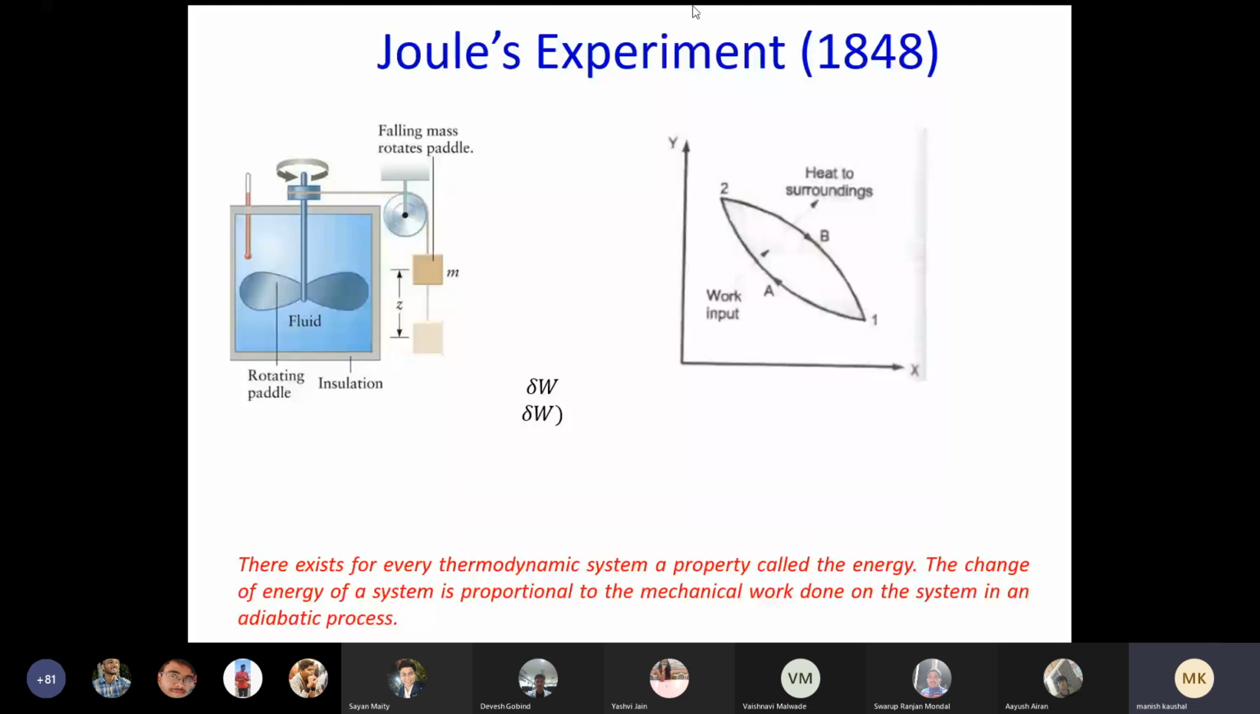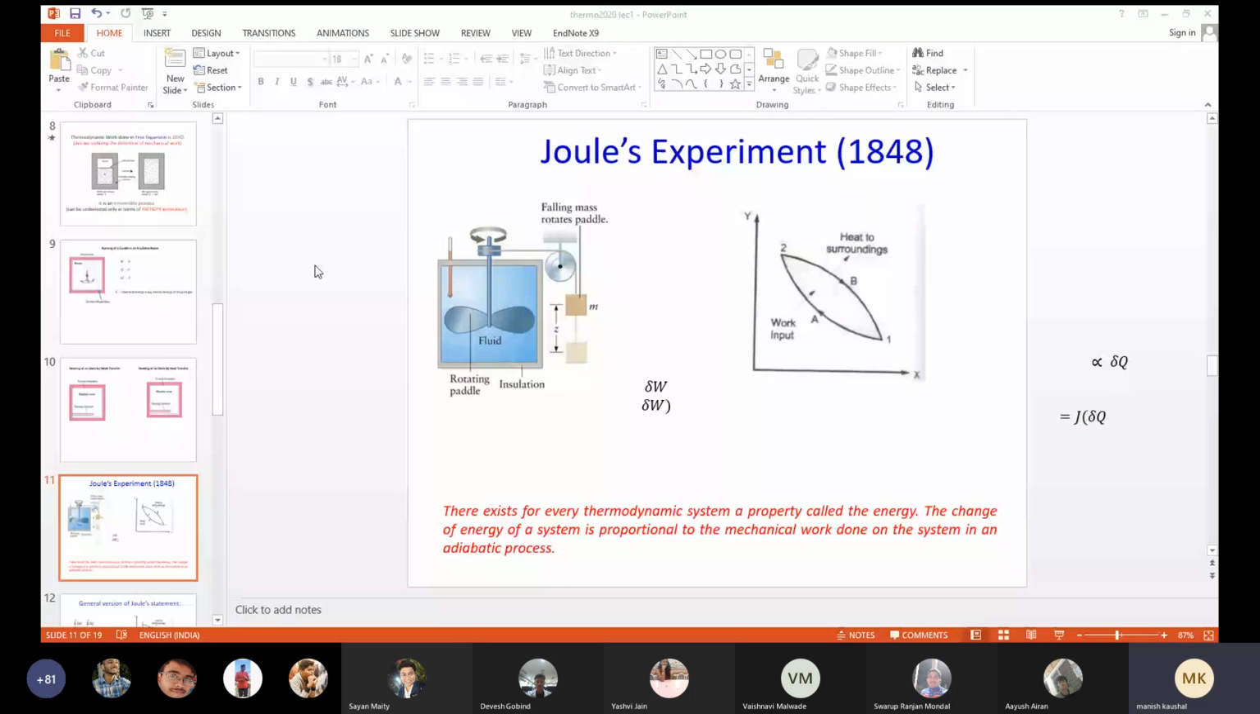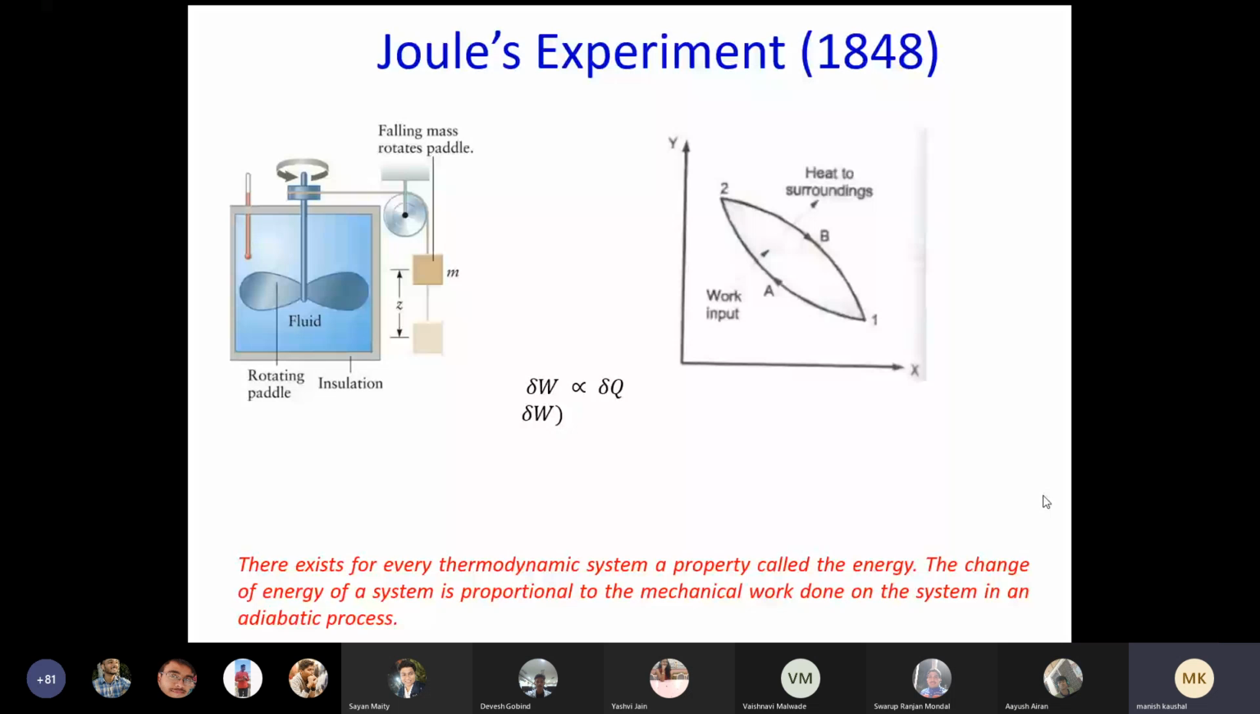So he went from 1 to 2, and there was only delta W. Then he came from 2 to 1, where he removed the chamber, this insulation, and then this fluid came back to its original temperature, which was equal to the surrounding temperature, and then he can calculate dou Q, right? Yes, sir. Right? So that was from 2 to 1. This time there is heat interaction across the system boundary, because we removed the insulation. And what Joule found, that this delta W is proportional to dou Q.